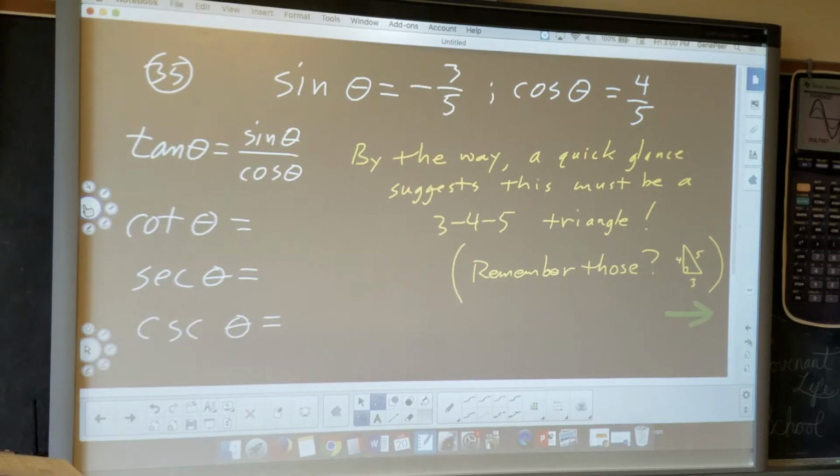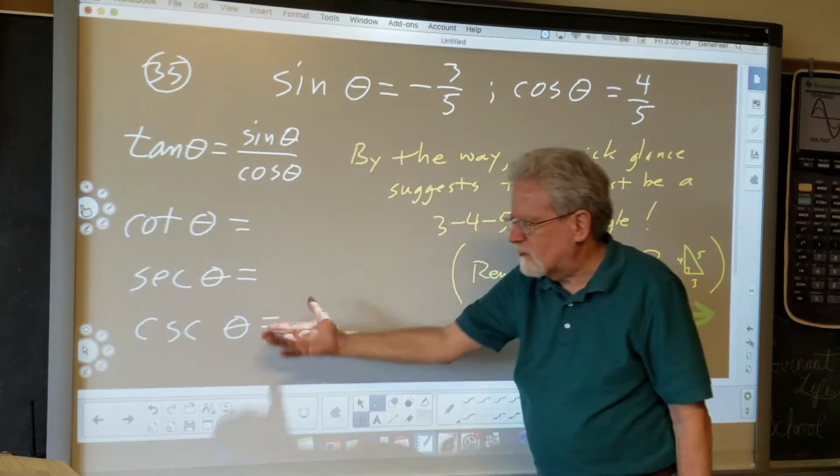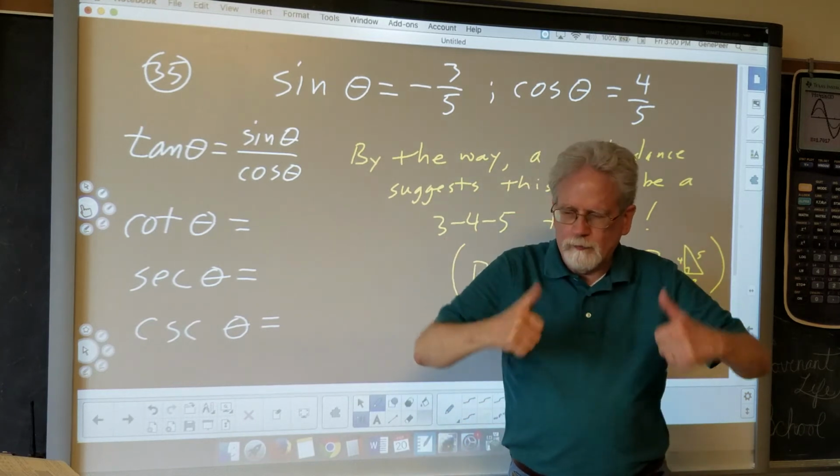Number 35. If the sine of theta is negative 3/5 and the cosine of theta is 4/5, can we find any way to find the remaining functions? And the answer obviously is yes, we can.